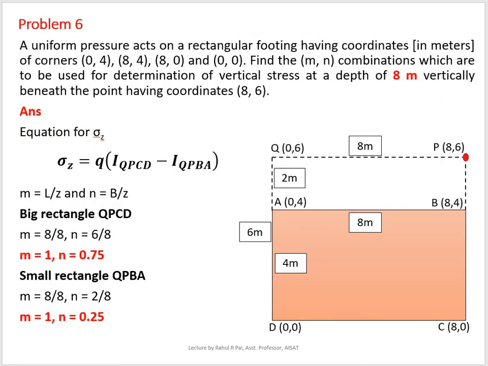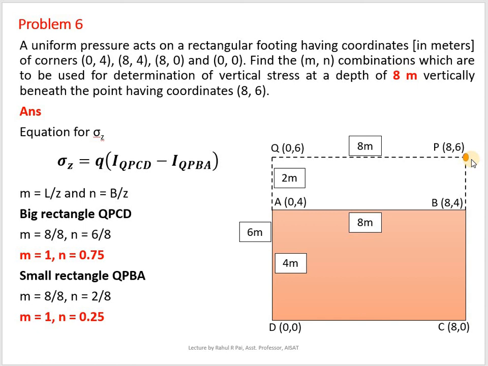Now let us discuss a problem using this rectangular area. So this is also a university question. A uniform pressure acts on a rectangular footing having coordinates in meters of corner 0, 4, 8, 4, 8, 0 and 0, 0. Find the m and n combinations which are to be used for determination of vertical stress at a depth of 8 meter vertically beneath the point having coordinates 8, 6.